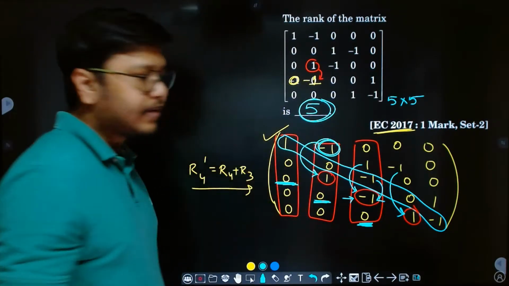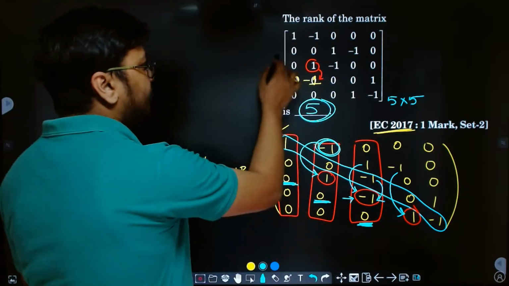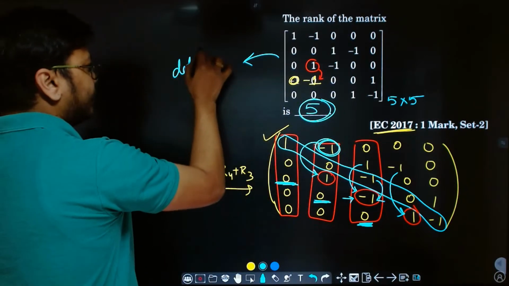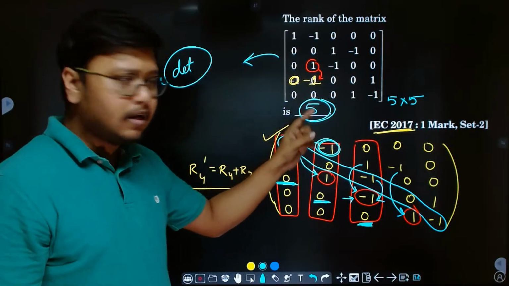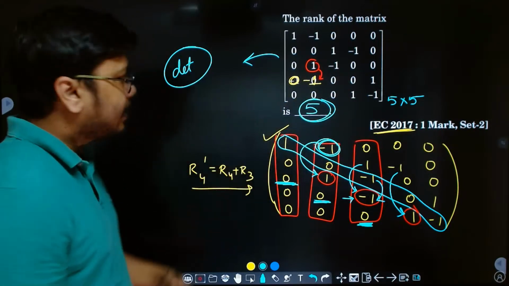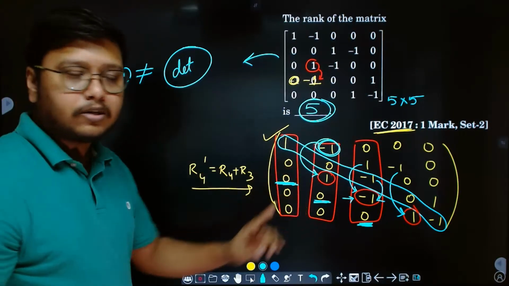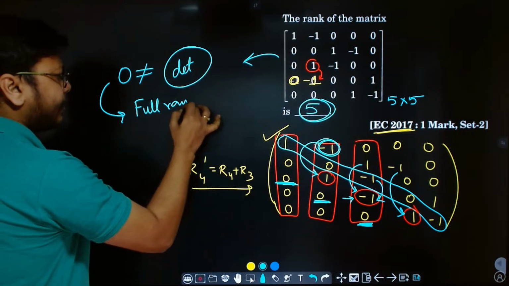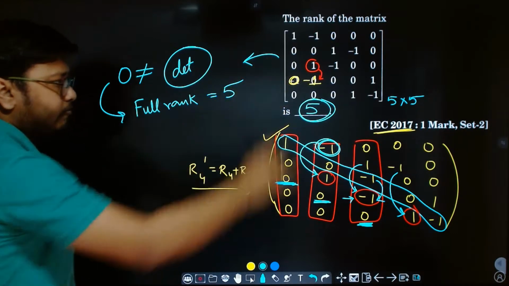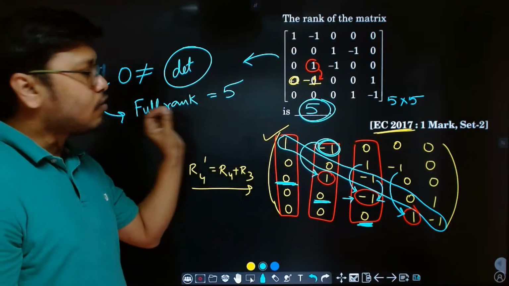Full rank. Okay, now if some people are intelligent, what can they do? They can find the determinant value of this matrix. Now finding the determinant will not be difficult, because there are many zeros over here. So you can easily find the determinant, and what you will see is that the determinant is non-zero. So determinant non-zero means full rank, and in this case the full rank will be 5. So this can also be another process, but this is not a good process.